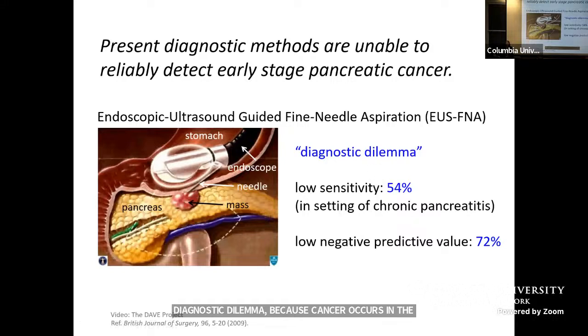So that's not much better than flipping a coin. So that's really very, quite challenging and unacceptable. Even the negative predictive value is 72%, meaning you can have this procedure be declared negative, free of cancer, but really you're only 72% sure that that's the case. So this is really challenging for clinicians.